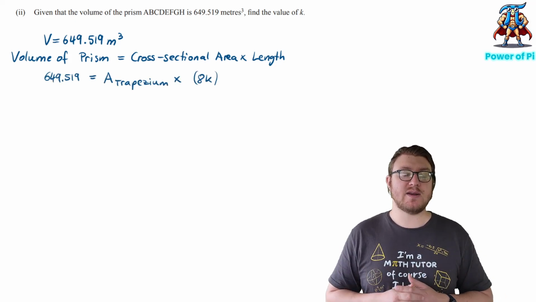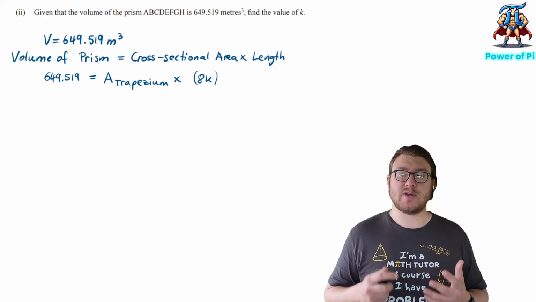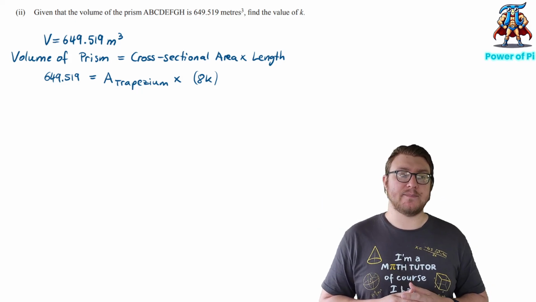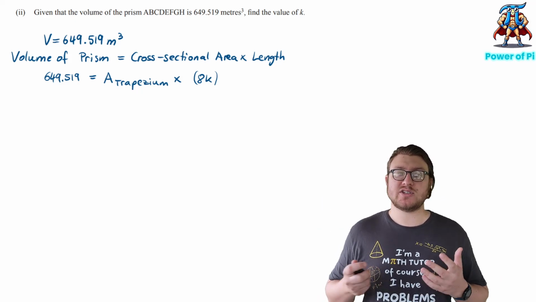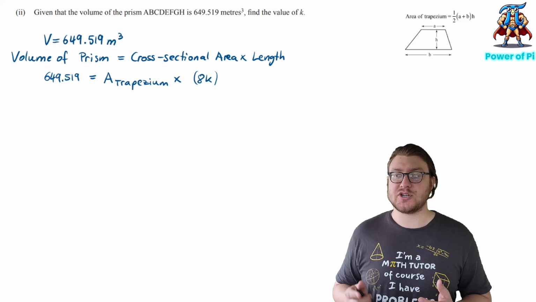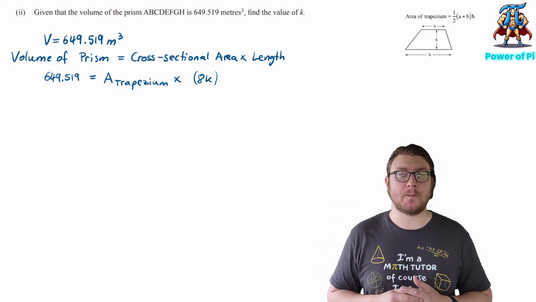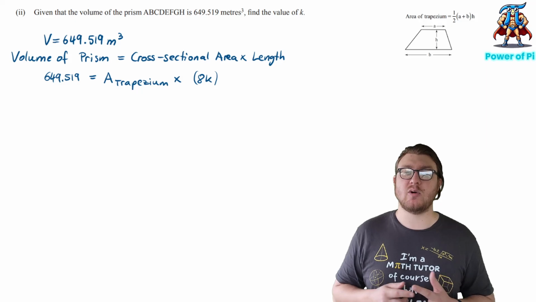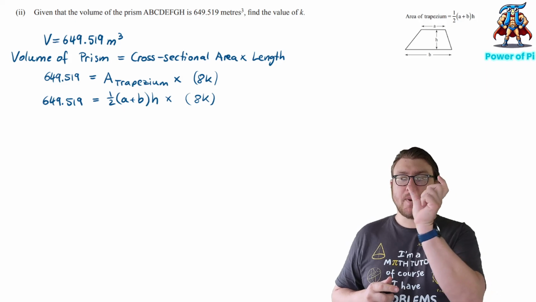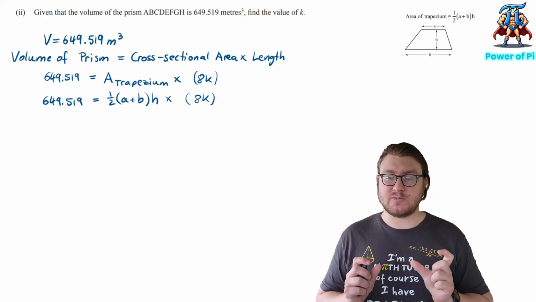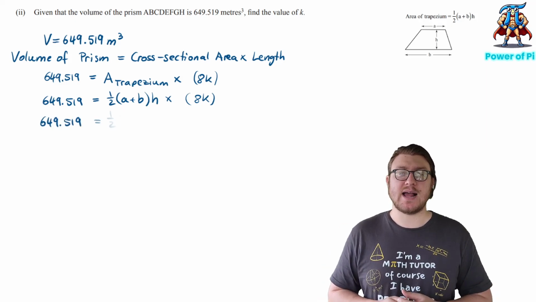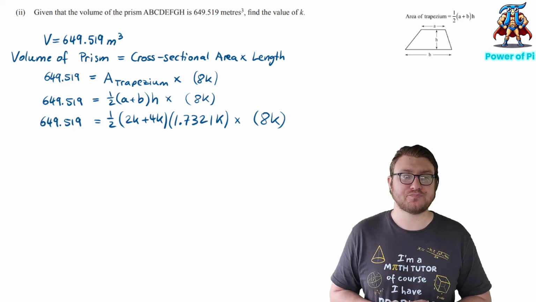We just need to then put on all the information that we have. And if you remember, the length all the way was 8K. So now we just need to know the area of the trapezium. Well, this is in your formula sheet. I've copy-pasted that at the top. So we just need to put in all the information. From before, we know that the top part was 2K, the bottom part was 4K, and the height is exactly what we calculated in the question before.